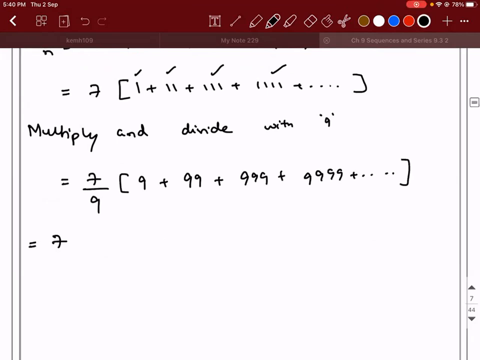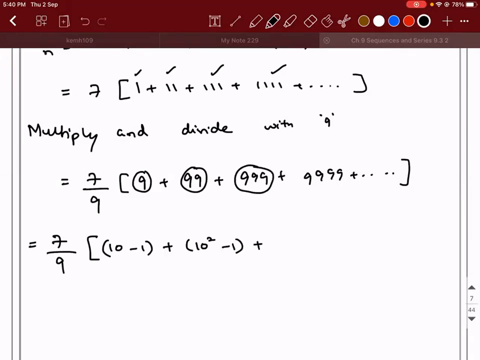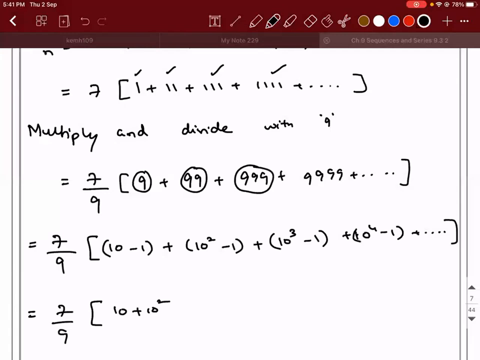So this one you have to remember. How do we write 9 in terms of 10? 10 minus 1. 99 is 100 minus 1, but 100 is 10 square minus 1. 999 is 1000 minus 1, and 1000 is 10 power 3 minus 1. 10 power 4 minus 1 plus so on up to n terms. So what is common? 7 by 9 into 10 plus 10 square plus so on till 10 power n. So first term is 10, second term is 10 square. So nth term will be 10 power n, minus this 1 is getting added to itself n times.